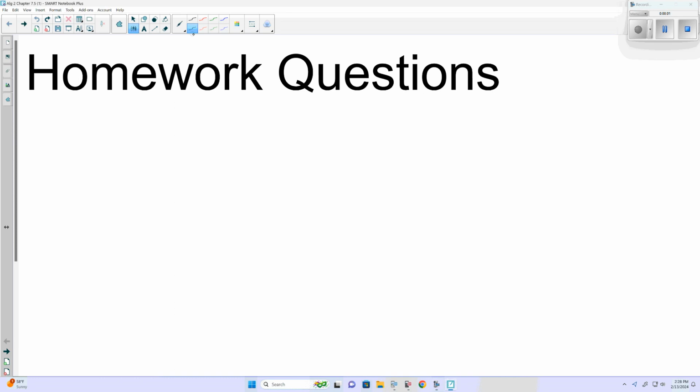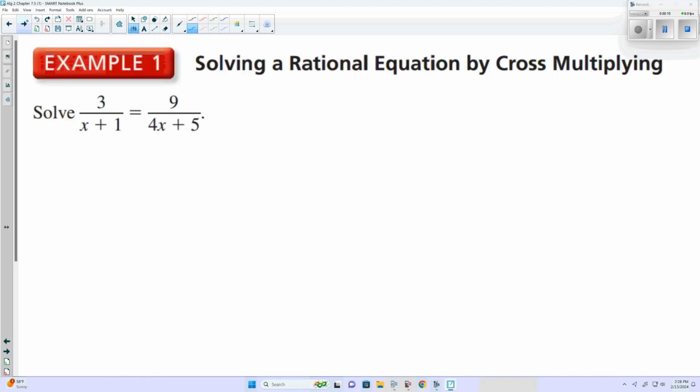Are there any questions on the homework before we get started? So what we're looking at today is solving rational equations.